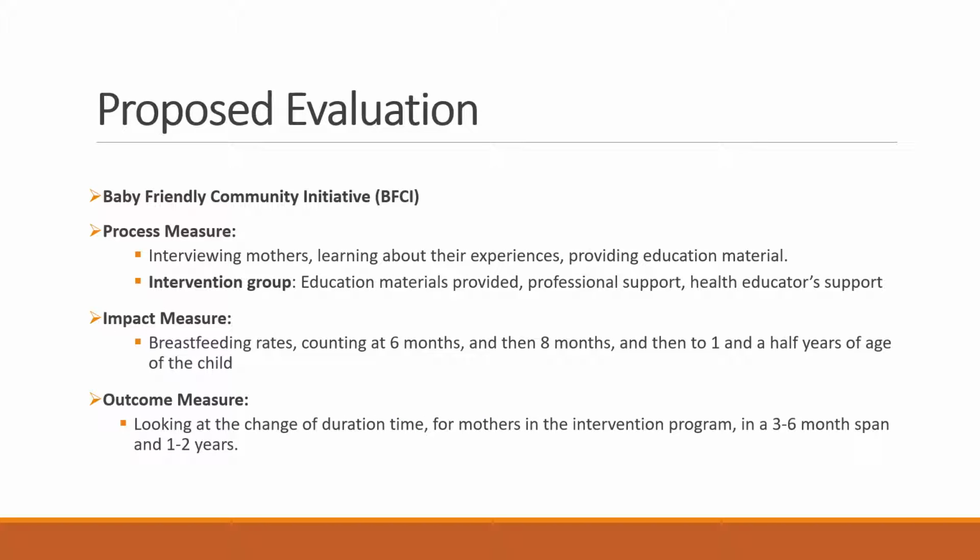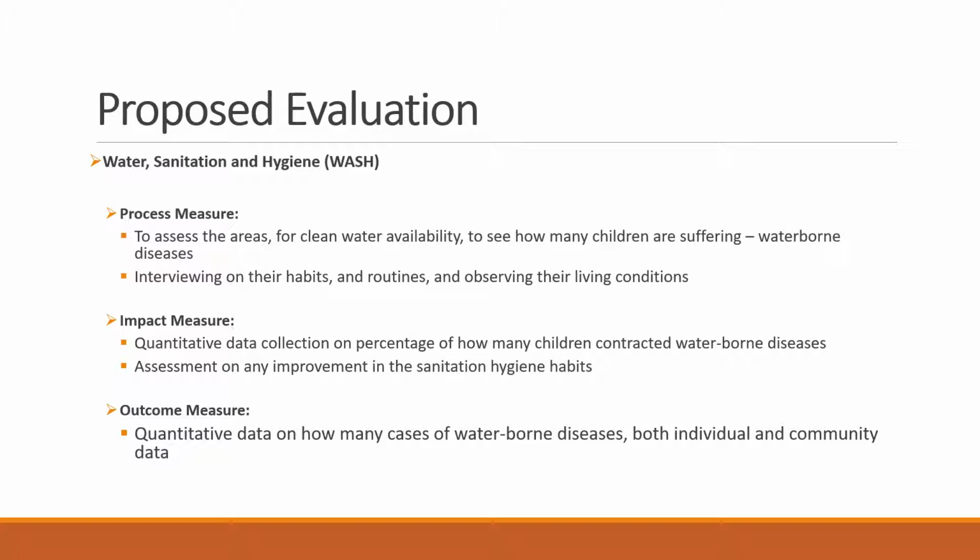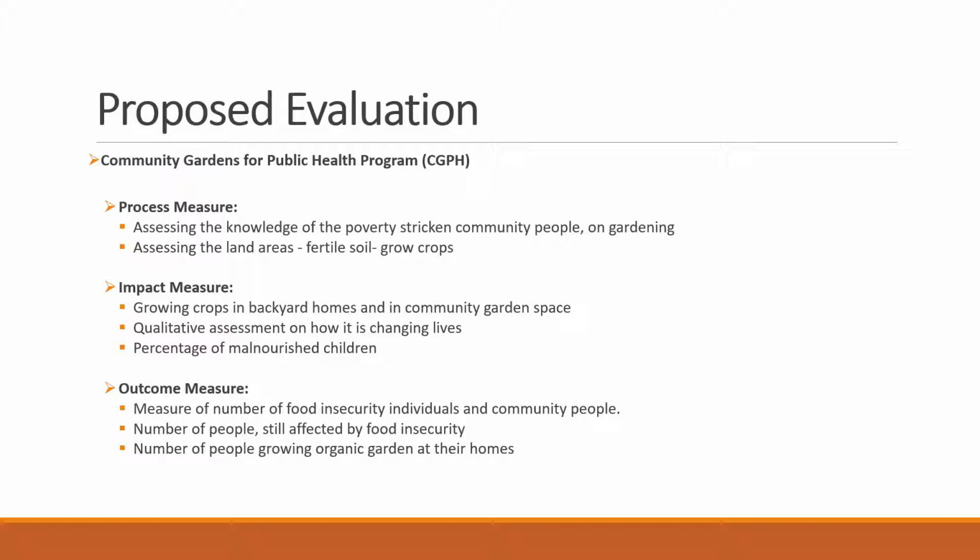The program evaluation will be measured by qualitative and quantitative data, measuring the rate of infant mortality before the program and after the program initiation. The proposed evaluation for the WASH program will be measured by how many children and families were affected by waterborne diseases. Before the program, how many were affected and dying from dehydration, and after the program, how many are affected and dying from dehydration and lack of access to water. The community garden for public health program will be measured by the starvation rates and the mortality rates as well, before the program and after the program, and to test for access to food through qualitative data.